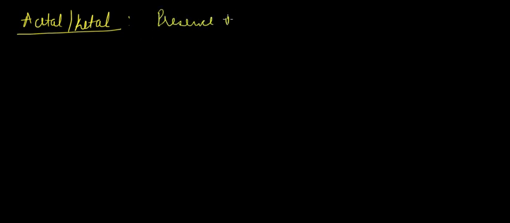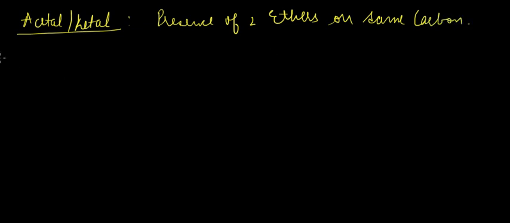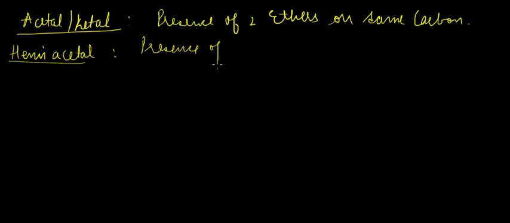Okay, hi guys. So in this lecture, we'll be seeing acetals and ketals and then hemiacetals. So let me define what an acetal is. An acetal or ketal is just the presence of two ethers on the same carbon, and a hemiacetal is the presence of one alcohol and one ether on the same carbon. Presence of ether and alcohol on the same carbon.